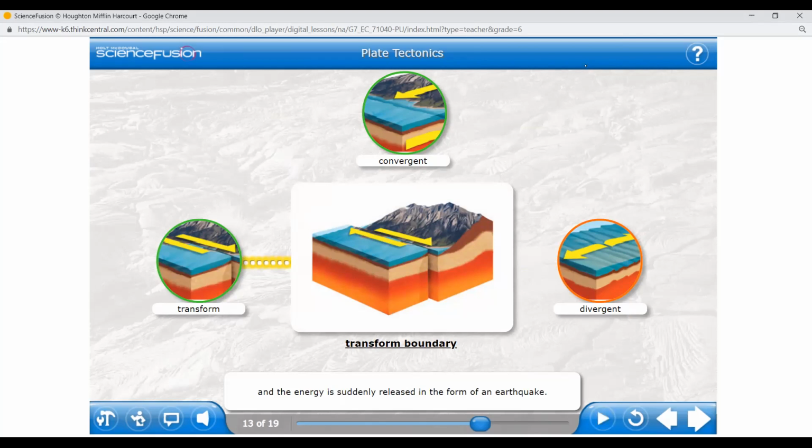So this is how the earthquake happens. They come and they slide over each other. They cannot even go inside. And finally they break and cause an earthquake.